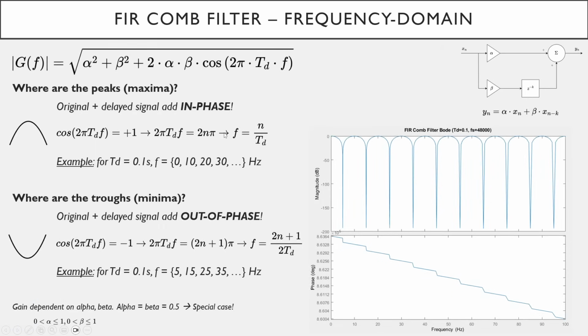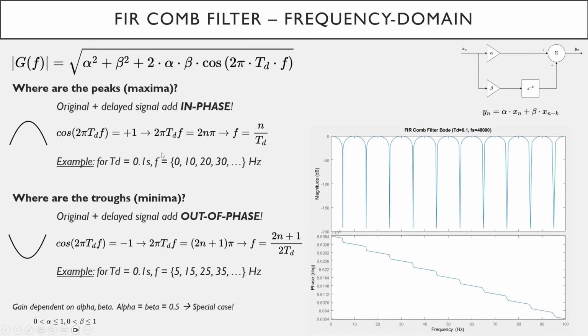To do this analysis, for example, looking at where the peaks or the maxima are, that's where the original plus the delayed signal we had in our block diagram add completely in phase. So there's no phase shift, our sine wave input adds on top to our delayed sine wave. To find that, we want to find where the cosine term is maximum, which is equal to +1, so 2 pi TDF has to equal some even multiple of pi. Therefore, rearranging, we get maxima when f is equal to n over our time delay.